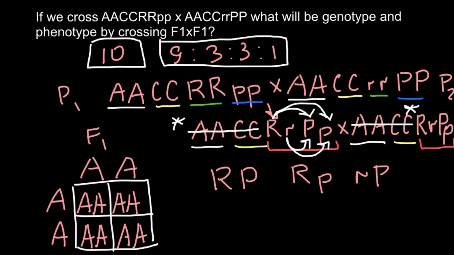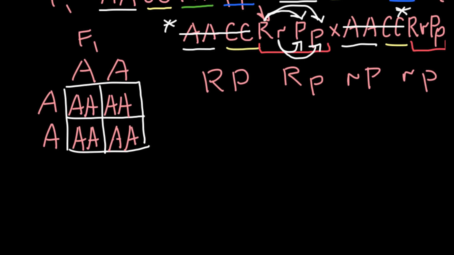So this is going to be the last variant, small r and small p. And as you see, the second parent also has the same genotype here. So this parent also would produce the same variants of the gametes. Let me write down once again.